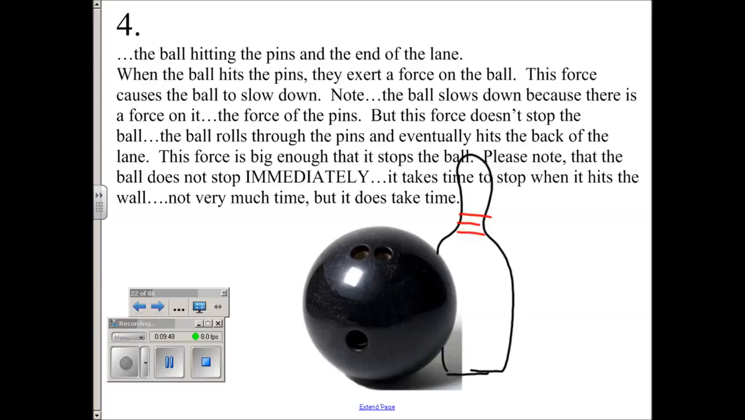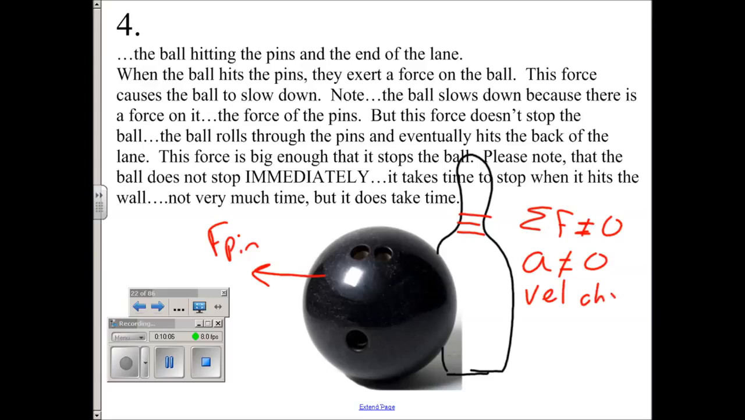Okay, so the ball is going to hit the pin, and as a result, there's a force from the pin. And so once again, our net force is not going to be 0 anymore, right? In fact, it's going to be negative something, which is going to mean that our acceleration is not 0. In fact, the acceleration is negative, which means the velocity changes, right?